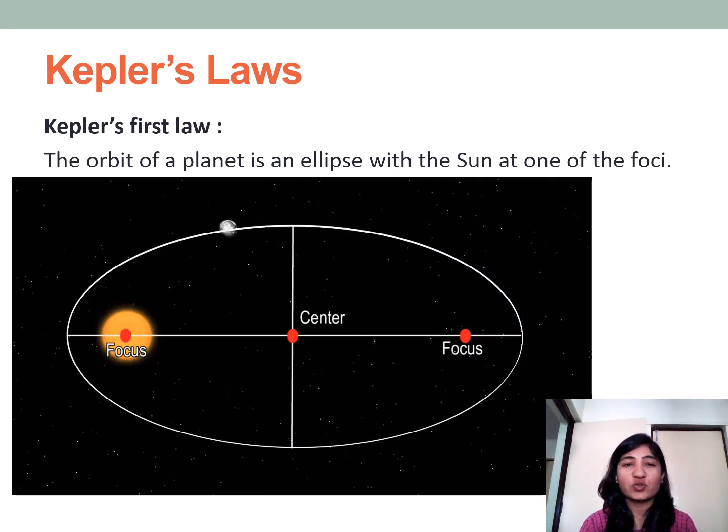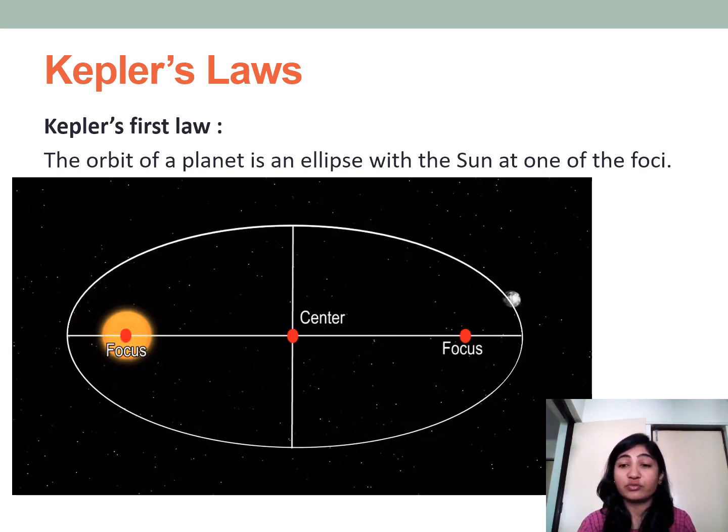Next, we are going to see Kepler's laws of planetary motion. This topic is very important. A question regarding Kepler's laws was asked in a recent exam, March 2020. So, Kepler's laws of planetary motion: he stated three laws on how the planets revolve around the sun.